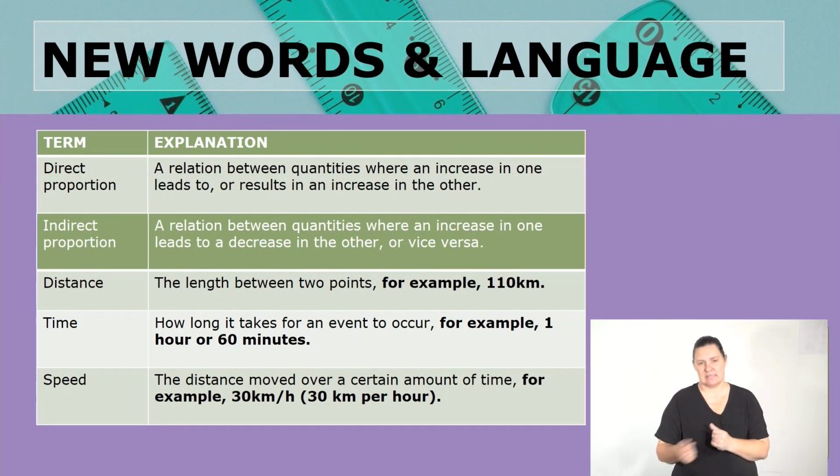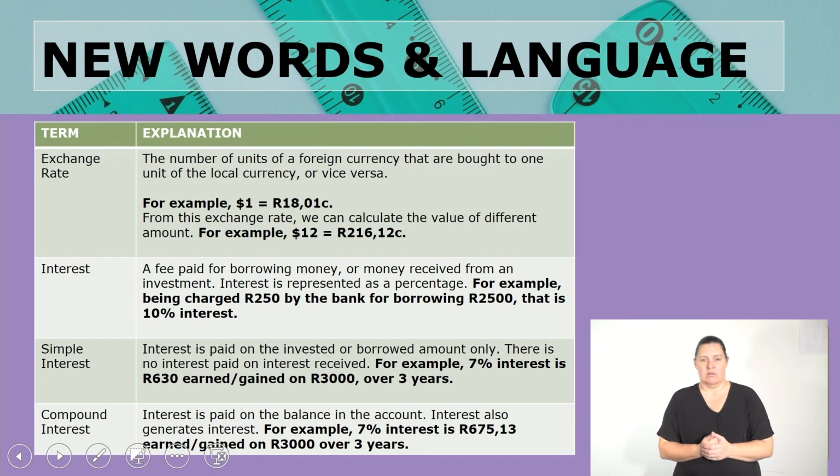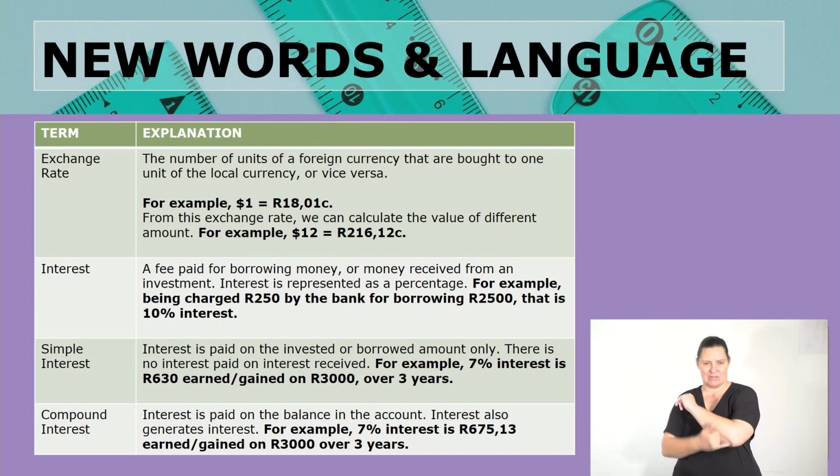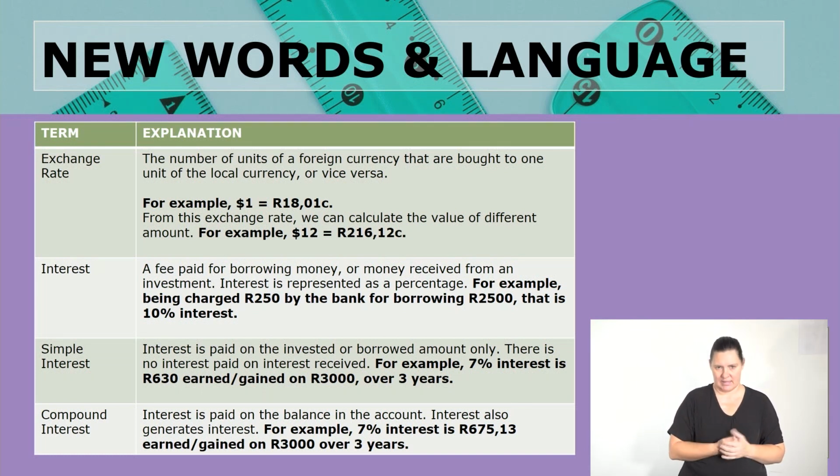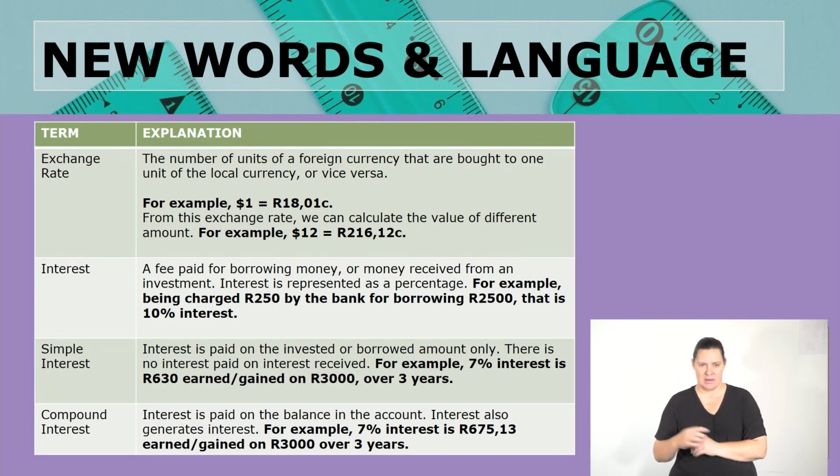Then we have speed, which is the distance moved over a certain amount of time, for example, 30 kilometers per hour. We also have exchange rate, the number of units of a foreign currency that are bought with 1 unit of the local currency, or vice versa. For example, we have $1 is equivalent to 18 rands and 1 cent. So from this exchange rate, we can calculate the value of different amounts. For example, the value of $12 is equivalent to 216 rands and 12 cents.